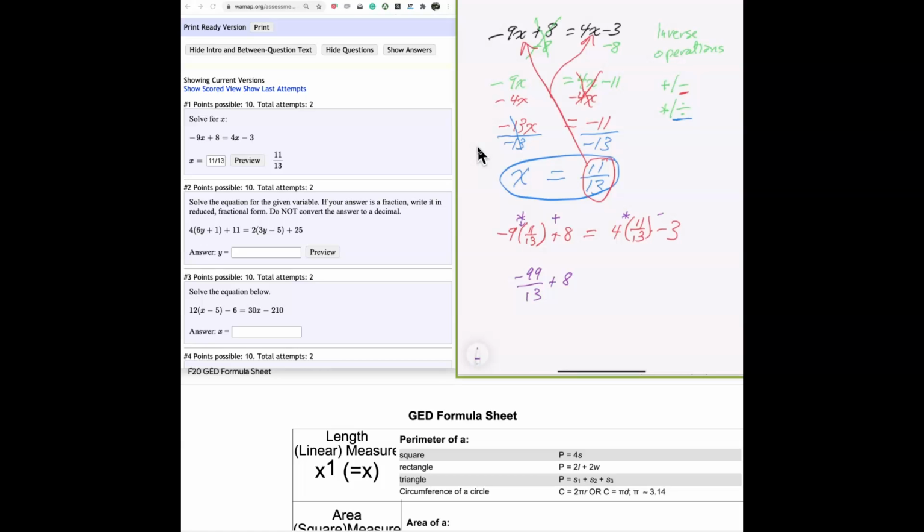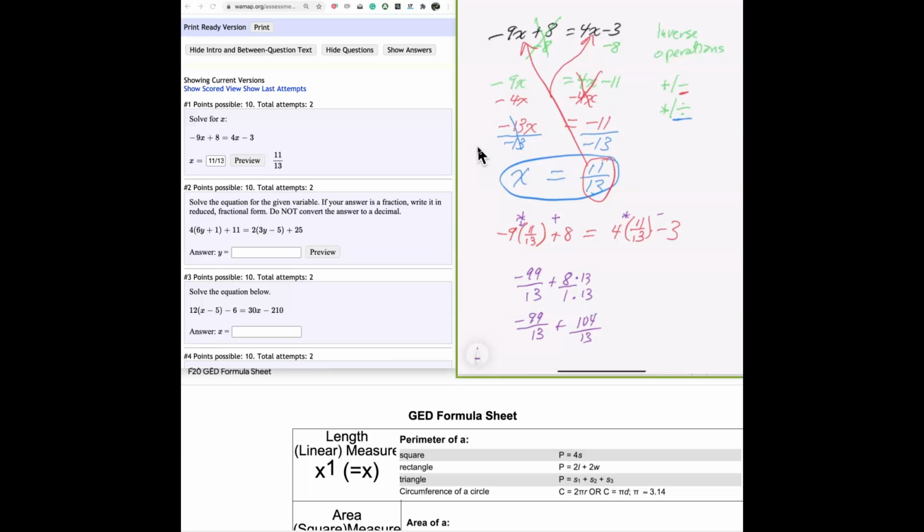So how much is -99 plus 8? How do we add these two together? What we can do is rewrite 8 as a fraction, 8/1, and then make an equivalent fraction with 13 as the denominator, and so that would become -99/13 plus, and we've got 8 times 13, which is 104, that's 104/13. So -99 plus 104.